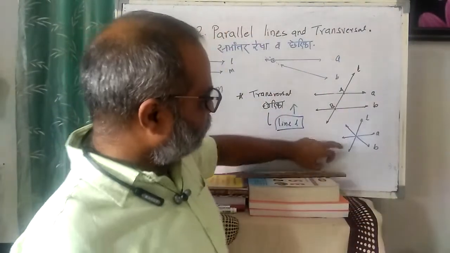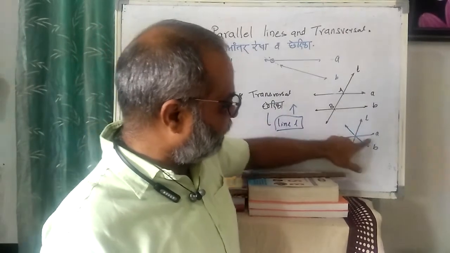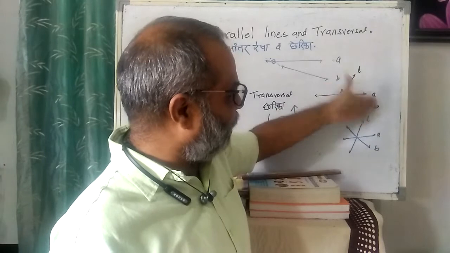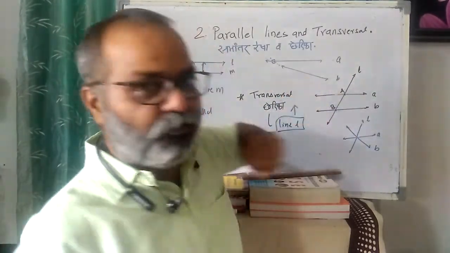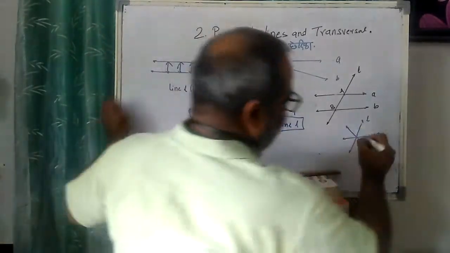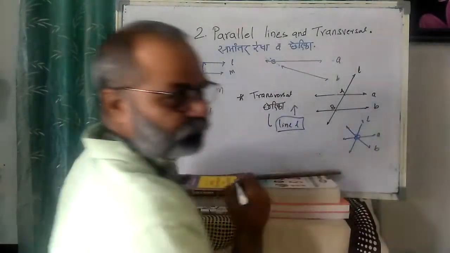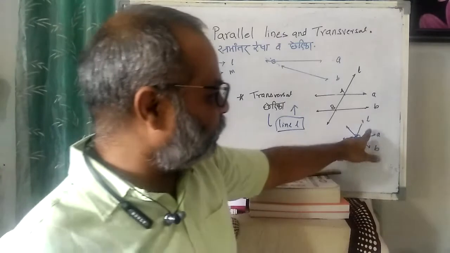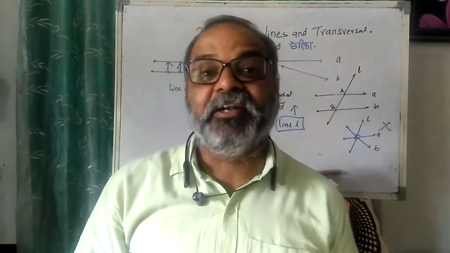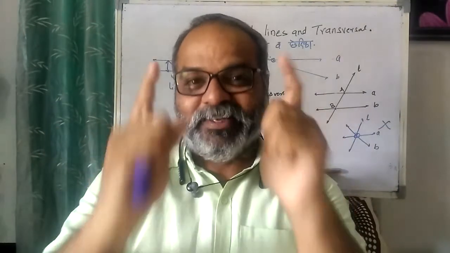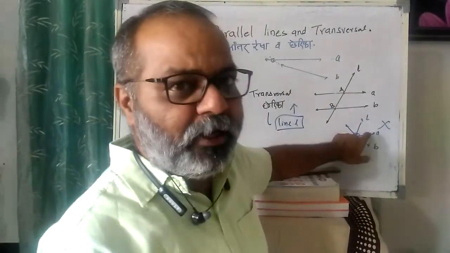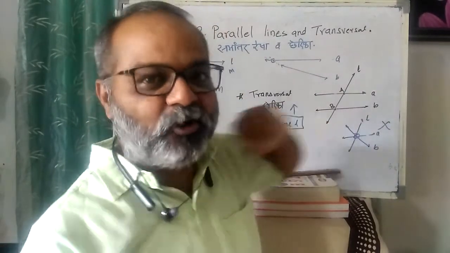So now just concentrate on this figure. Line L is there. There are three lines: line A, line B, and line L. But the difference is that line L intersects lines A and B in only one point, not two distinct points. So this is not a transversal. Transversal means it intersects two lines in two distinct points. But here line L intersects A and B in only one point, so this is not a transversal.